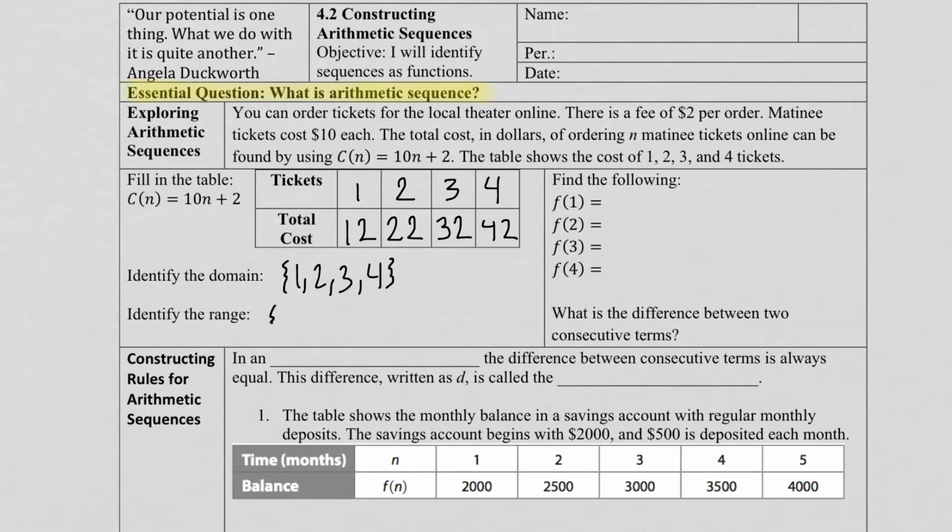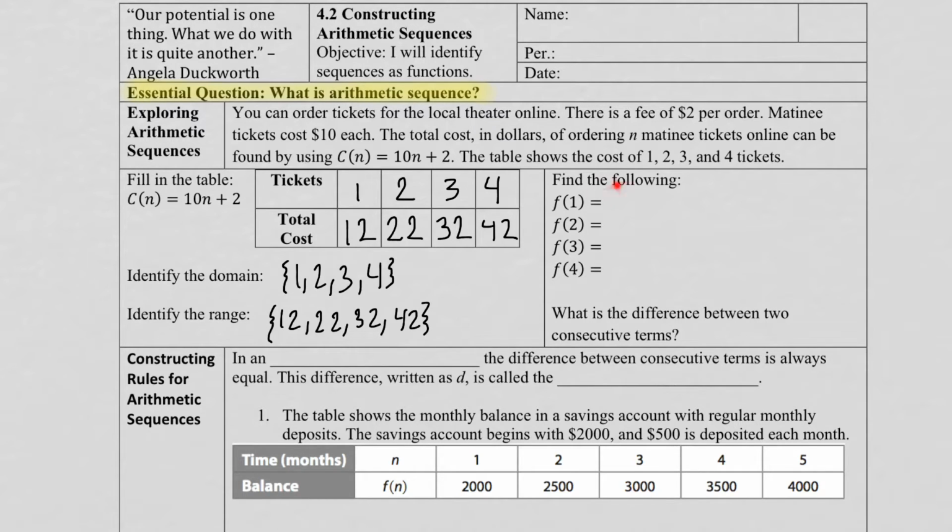Range. The range are the y values or the output values. So 12, 22, 32, and 42. There you go. You have your domain, you have your range.